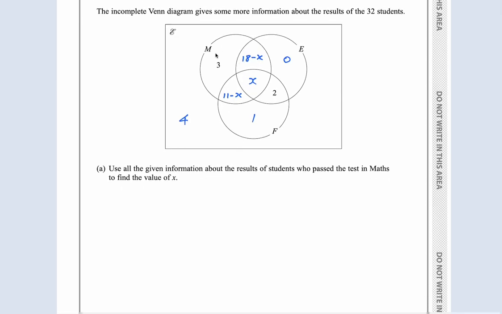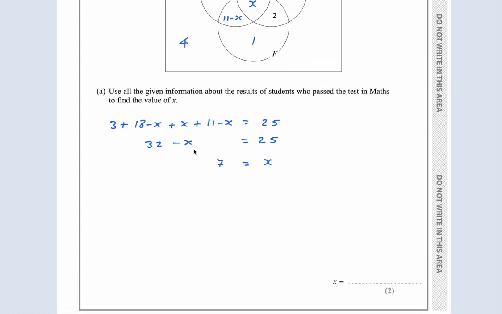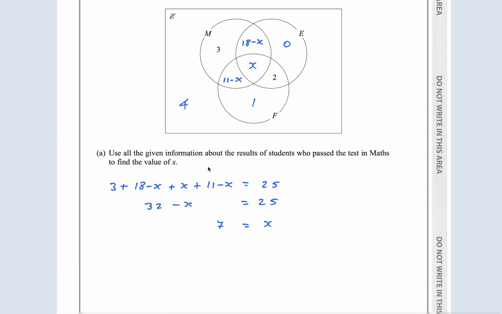I will say that this total here, this 3 plus 18 minus X plus X plus 11 minus X. So all of these 1, 2, 3, 4, these have to equal 25, because it says 25 passed the maths test. So I'm just going to add these together. That's 21 plus 11 is 32. These x's cancel and I'm left with 32 minus x equals 25. Add the x to the right and subtract the 25 to the left, and I get 7. So x is obviously 7. So if x is 7, well, that's the answer. Find x. X equals 7. Okay.